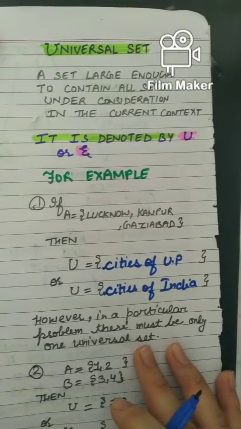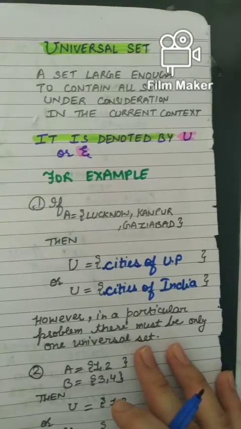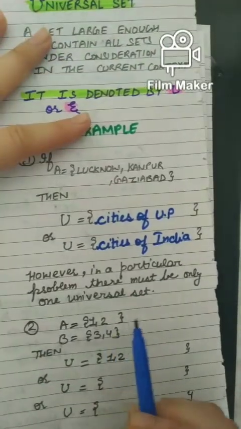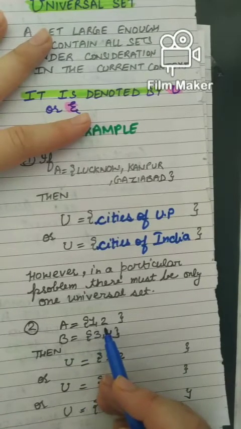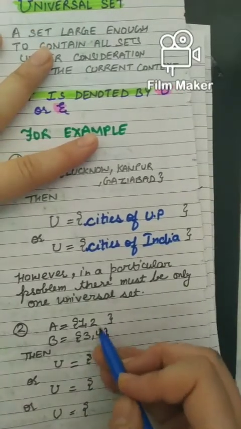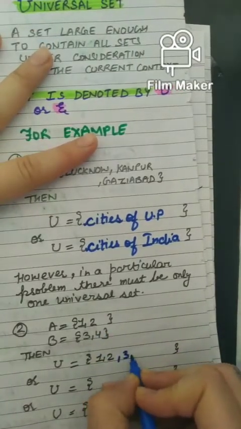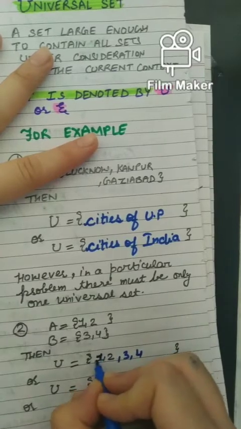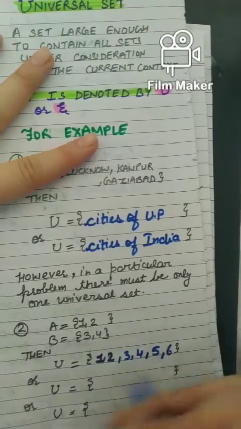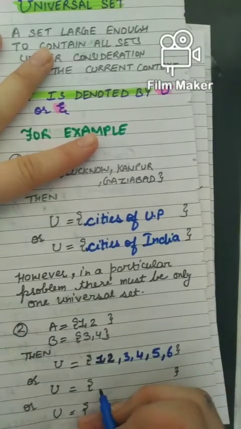If I have 2, 3 sets A, B, C, then the universal set contains all the members of A, B, C and it can contain extra elements also. For example, A is equal to {1, 2} and B is equal to {3, 4}, right? These are 2 sets. So universal set includes all the members of these sets, 1, 2, 3, 4, and it can have extra elements also. So this set can act as a universal set for A and B.